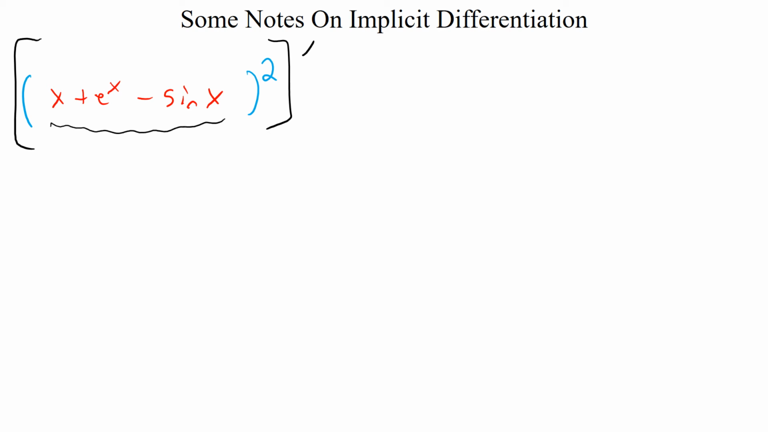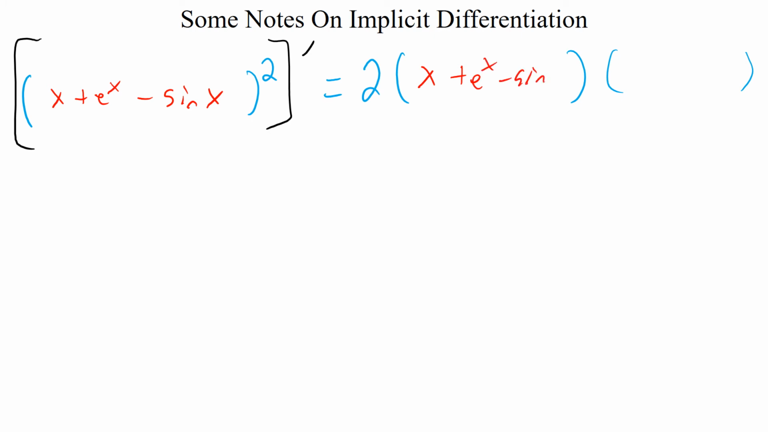That's what we call stuff. So it's stuff squared. So I take the derivative of stuff squared. It's 2 times the stuff. Okay, 2 times the stuff times the derivative of the stuff. And that's how you would take the derivative of this function.